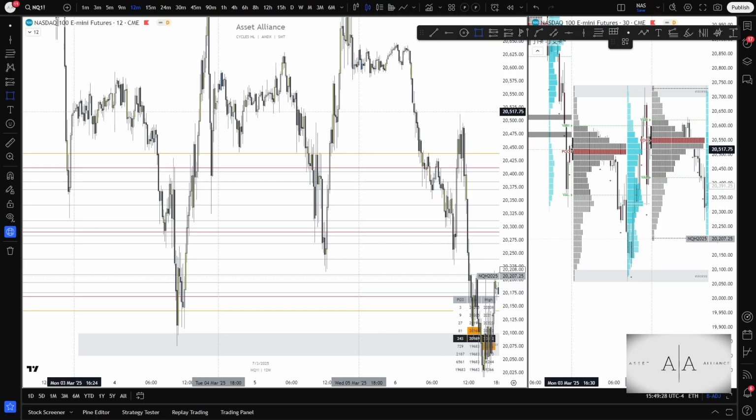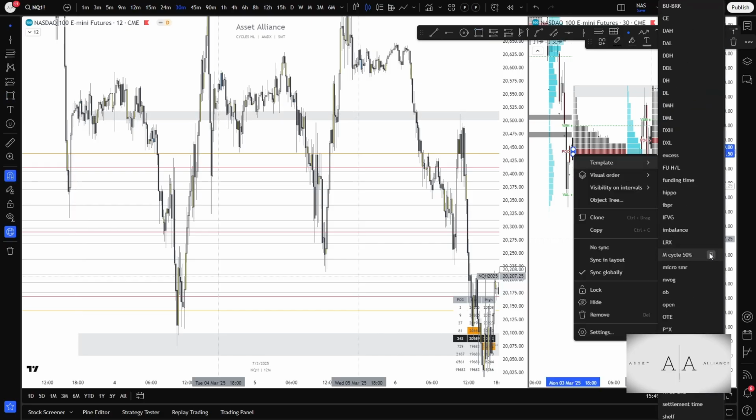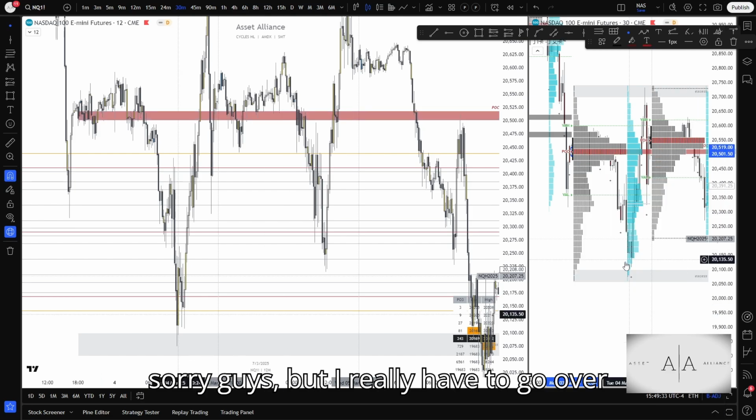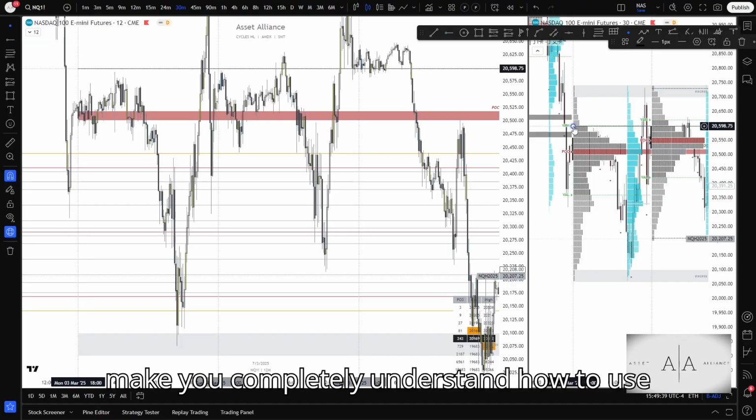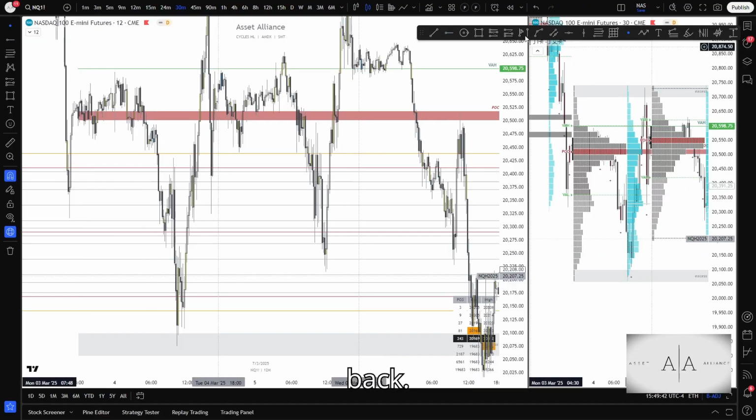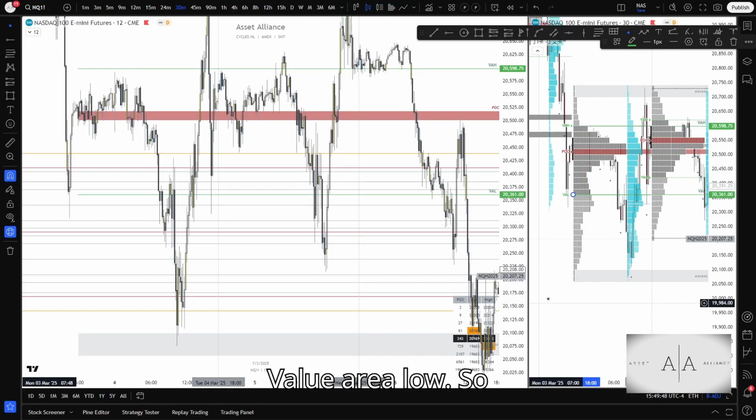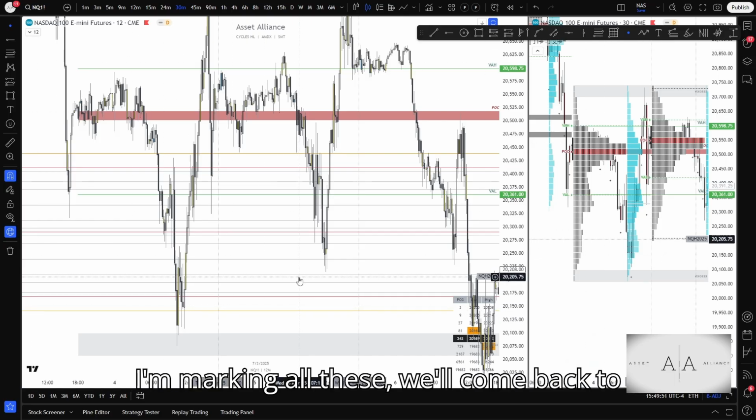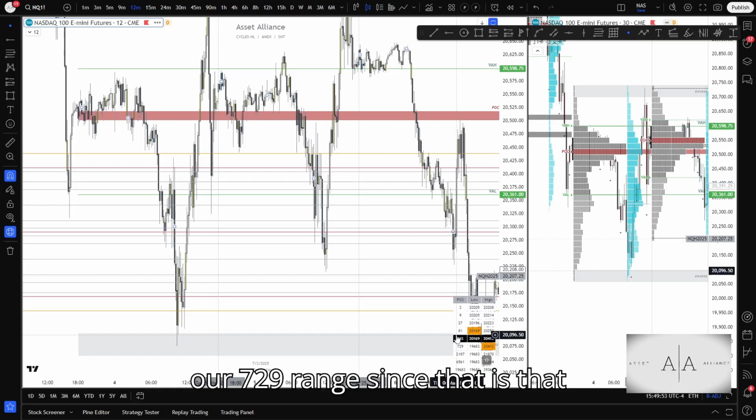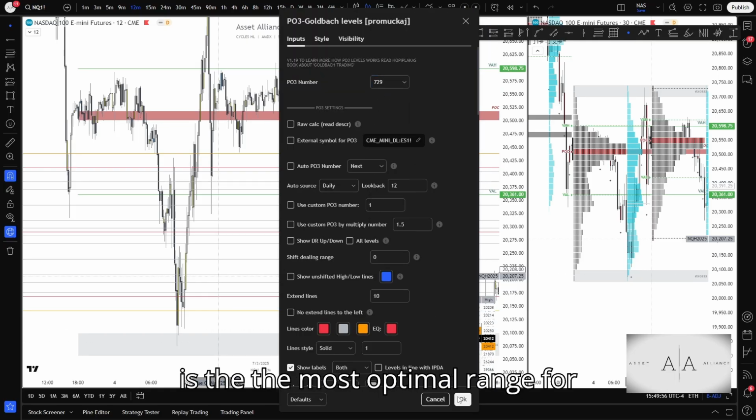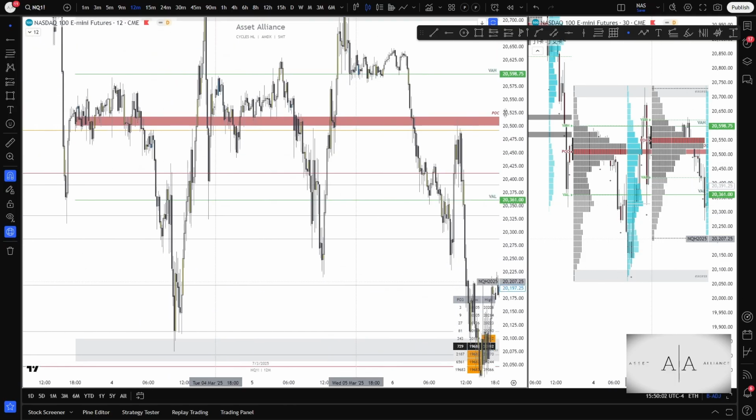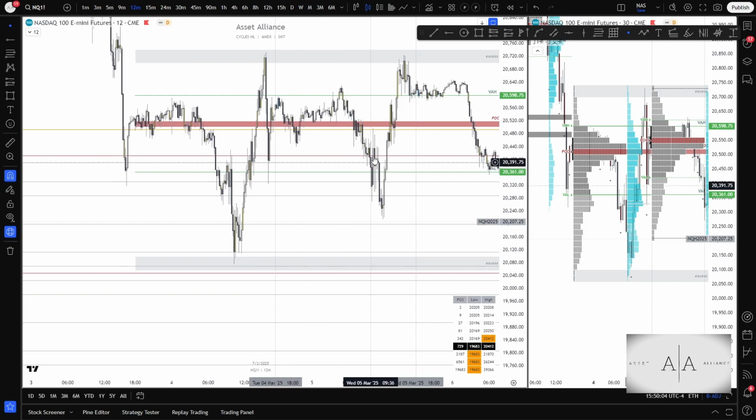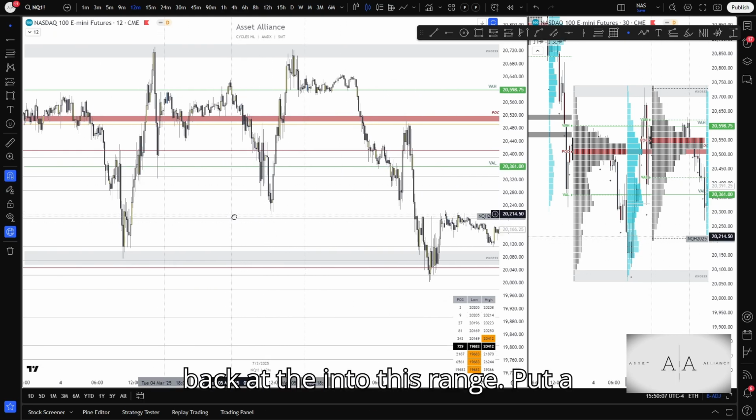Want to mark out your point of control. Now this is going to be a long video, I'm sorry guys, but I really have to go over all the basics for you and to make you completely understand how to use those confluences together with Goldbach. Value area low. So marking out all these, we'll come back to our 729 range, since that is the most optimal range for longer term trades. So yeah, at this point would have been back into this range.